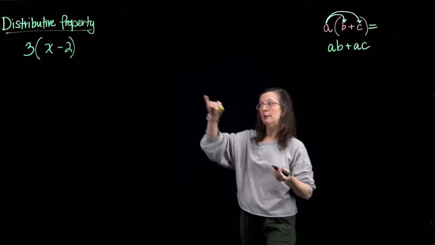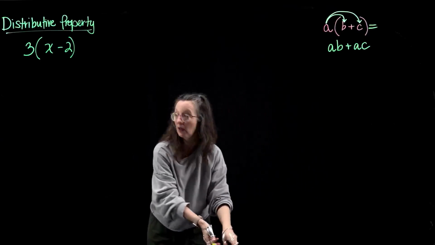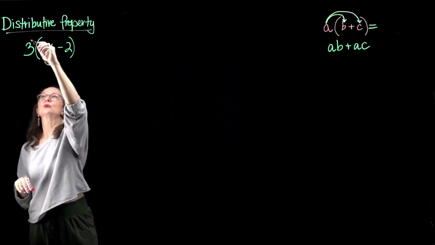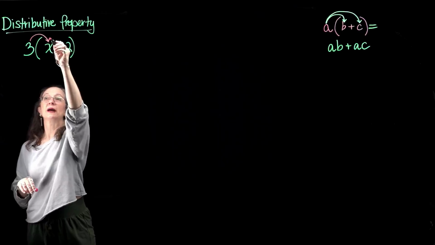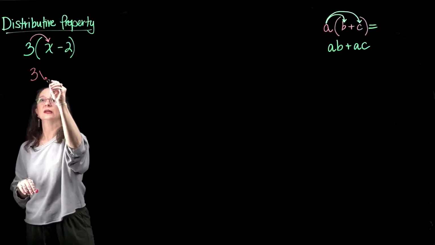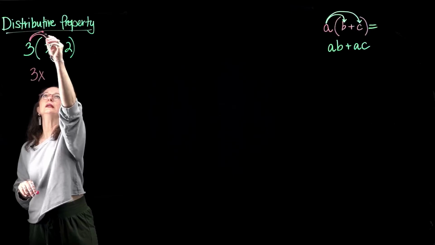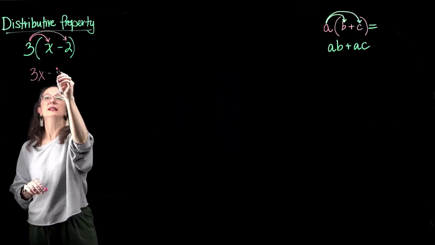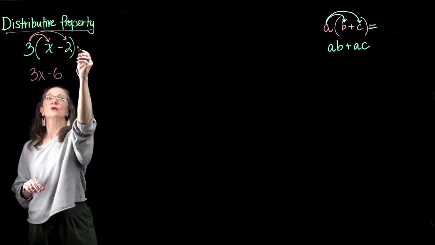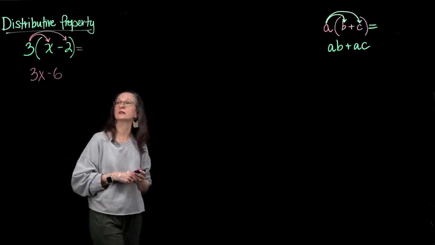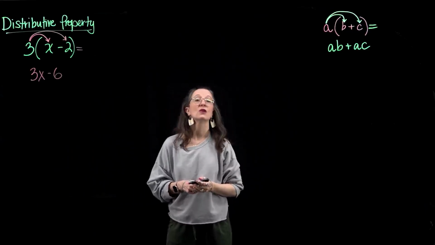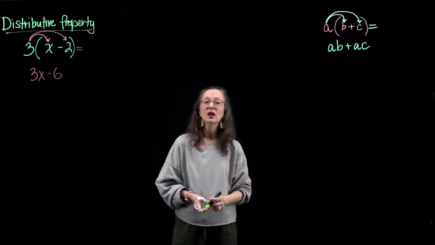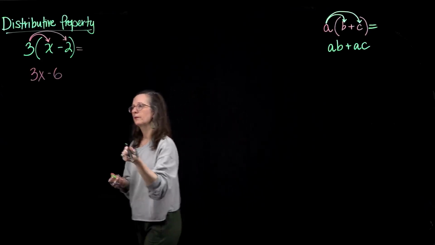Let's see what it looks like back on our example over here. All right, I have 3 parentheses x minus 2. So the 3 gets multiplied by the x, and I'm going to write that as 3x. And the 3 gets multiplied by negative 2. So I'm going to have negative 6. So 3 times parentheses x minus 2 is just 3x minus 6. All right. Let's try another one.